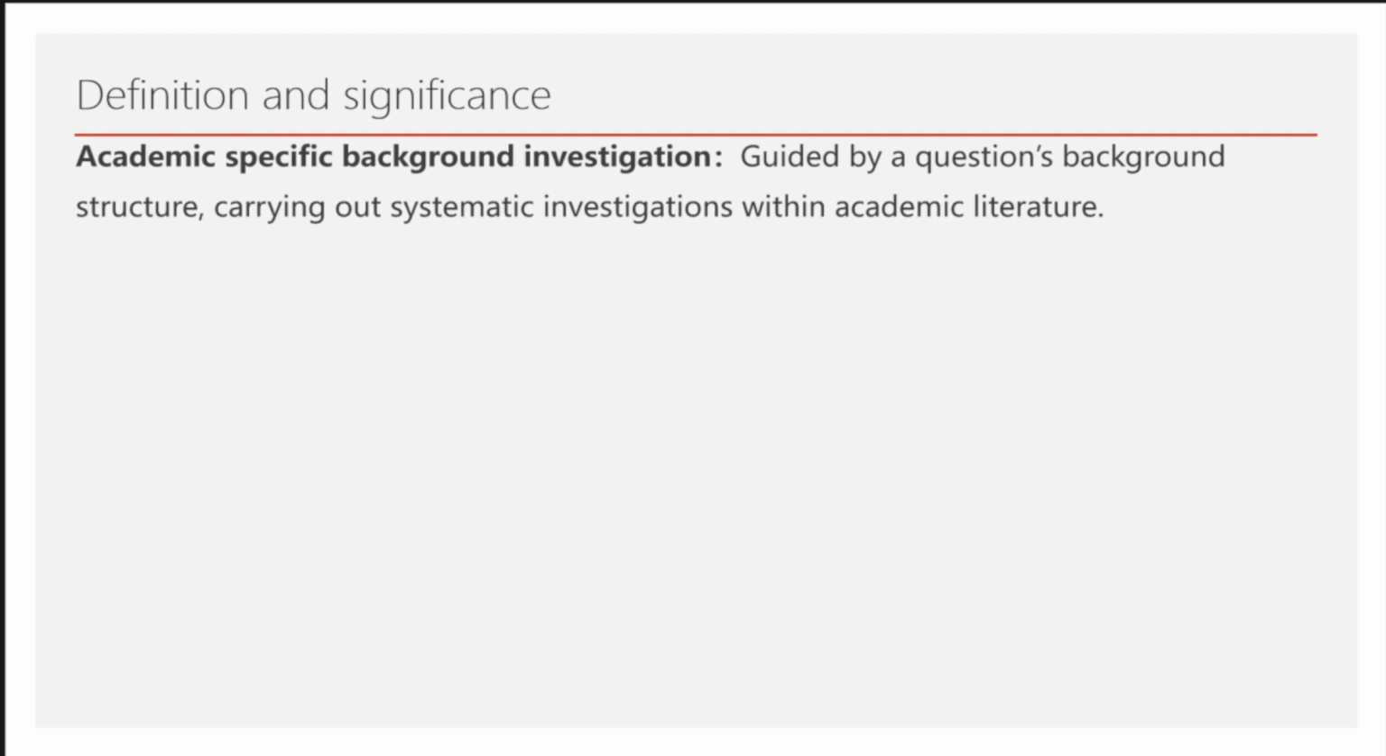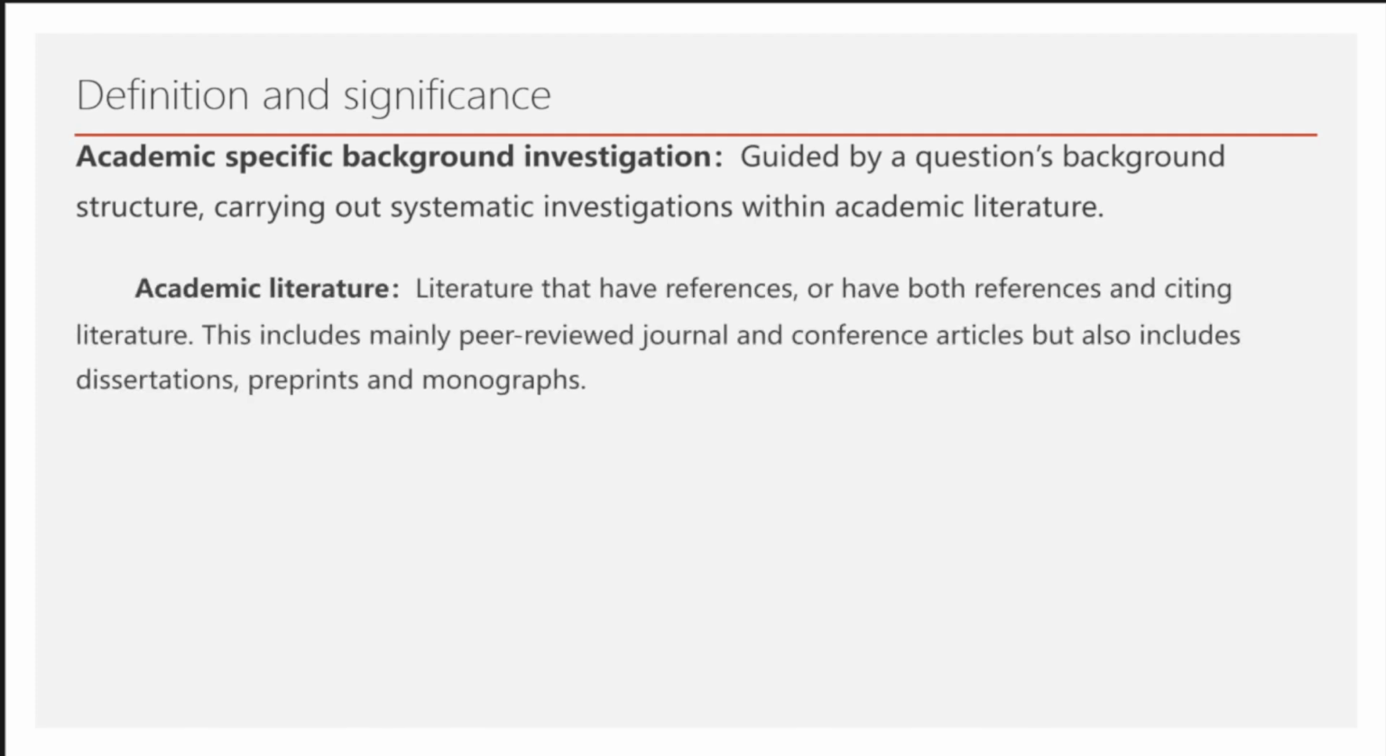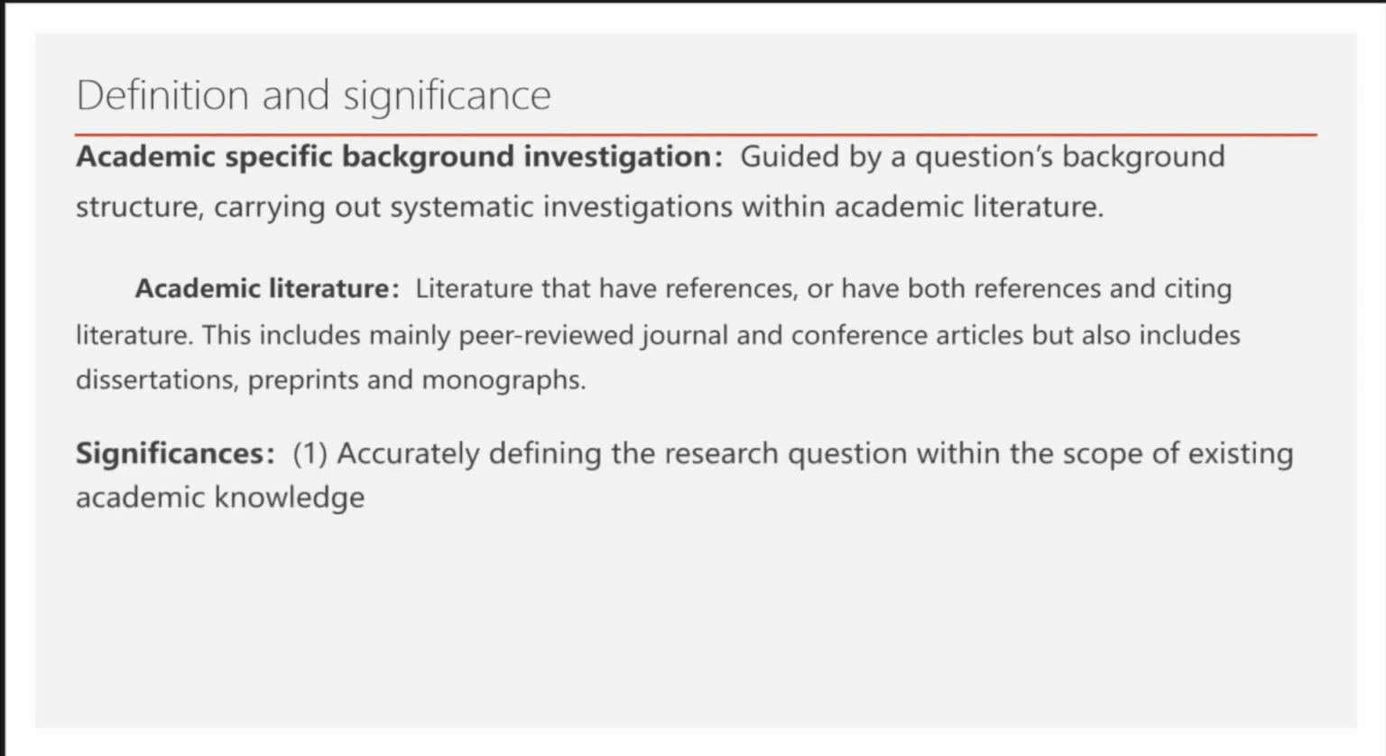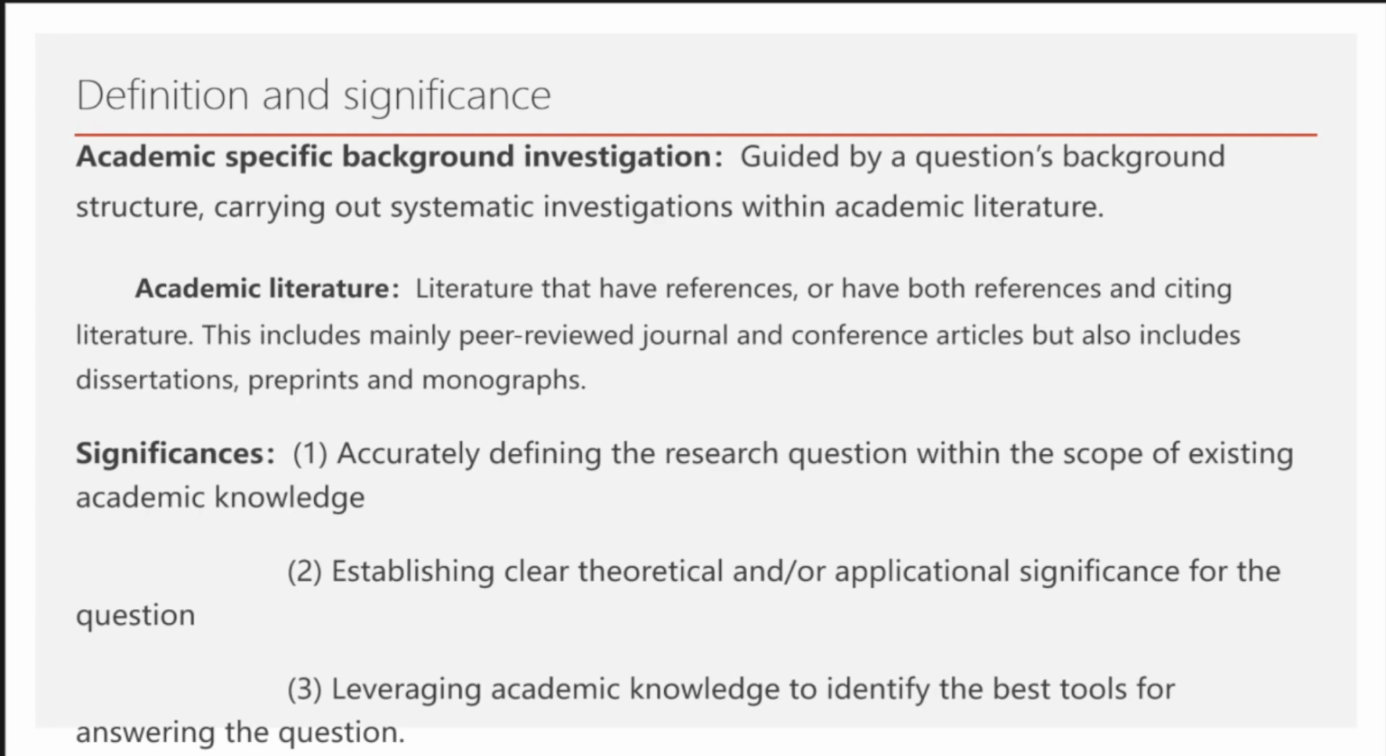And the definition of academic literature is literature that has references, or has both references and the citing literature. This includes mainly peer-reviewed journal and conference articles, but also includes dissertations, preprints, and monographs. The significances of this step are: first, this can accurately define the research question within the scope of existing academic knowledge. Second, this can establish clear theoretical and/or practical significance for the question. Third, academic specific investigation can leverage academic knowledge to identify the best tools for answering the question.